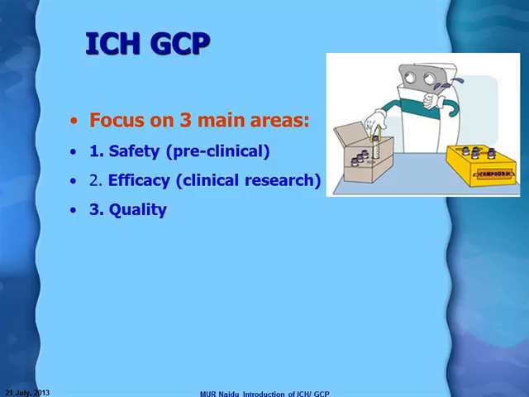The ICH GCP guidelines focus on three main areas. Number one, safety, that is preclinical studies conducted in experimental animals. Second is efficacy, which covers the clinical research, all phases of clinical trial. And third is the quality of the investigational product used for clinical trial.